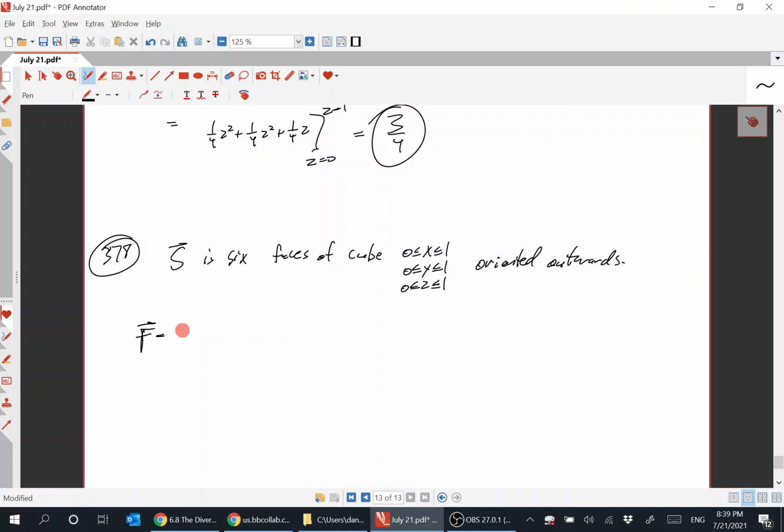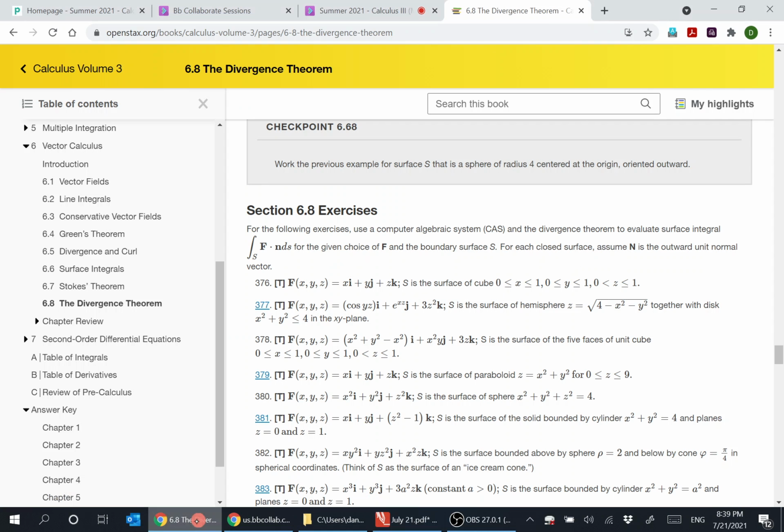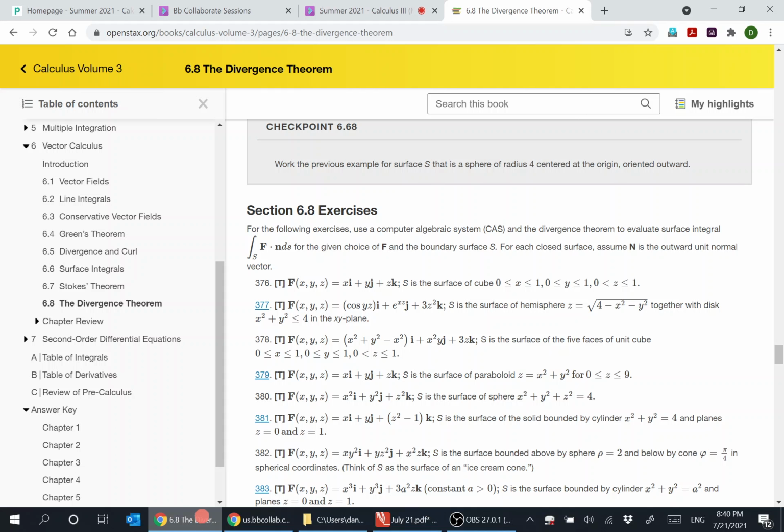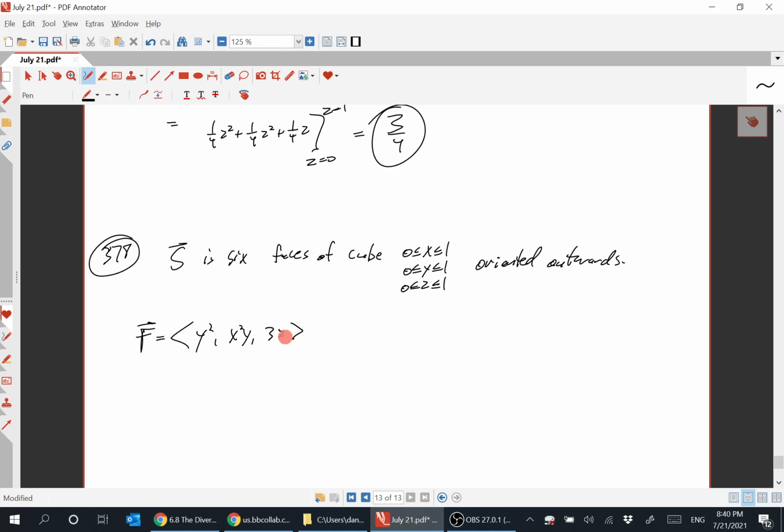F is equal to, in 378, x squared plus y squared. What are they doing? x squared plus y squared minus x squared. So they just mean y squared? So I guess y squared, x squared y, three z. So the moral of the story is have a good set of proofreaders.